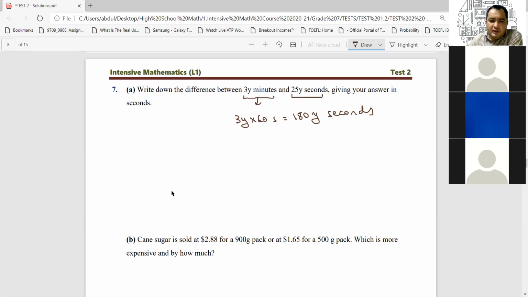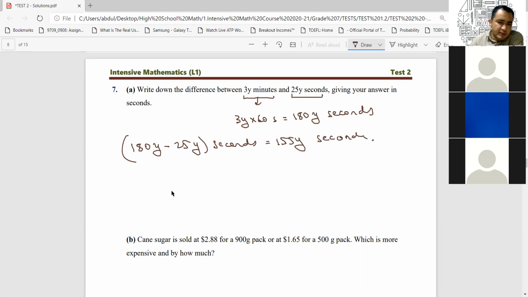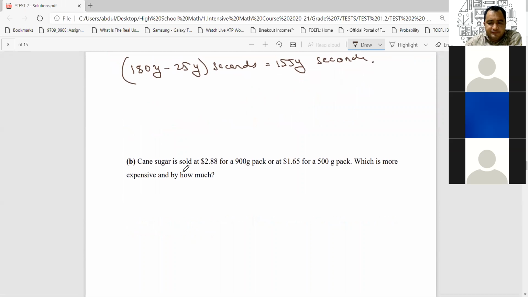Now, what is the difference between this? So here the difference is 180y minus 25y seconds, which is equal to 180 minus 25, that's equal to 155y seconds. So that is the difference between these 2 times. Okay, B, the last question.